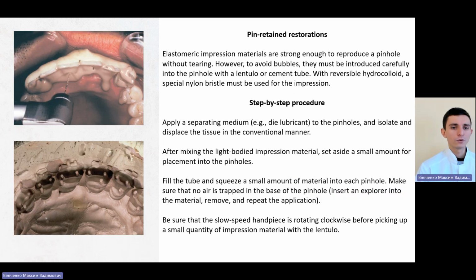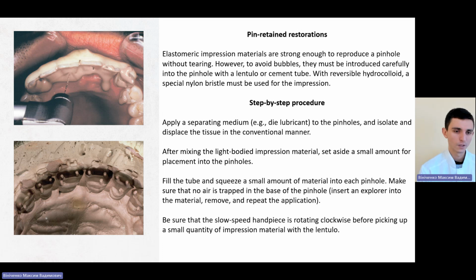Pin retained restorations. Elastomeric impression materials are strong enough to reproduce a pinhole without tearing. However, to avoid bubbles, they must be introduced carefully into the pinhole with a lentulo or cement tube. With reversible hydrocolloid, a special nylon bristle must be used for the impression.